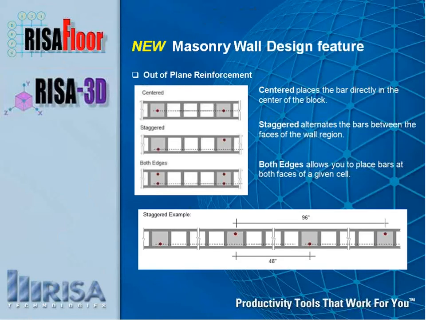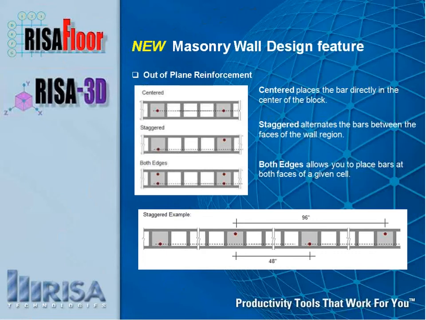So we talked about how you can put out-of-plane reinforcement in different ways here: centered, staggered, or both edges. And this picture here shows us the representation of that. So we see it centered, staggered, and both edges, and it's pretty evident. Staggered is a little bit different.